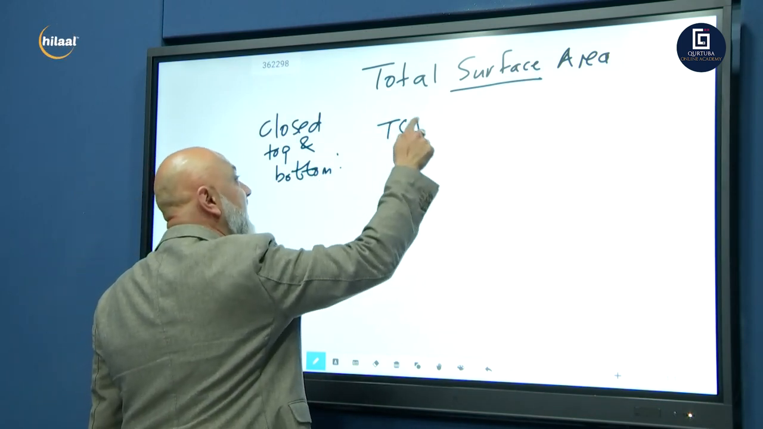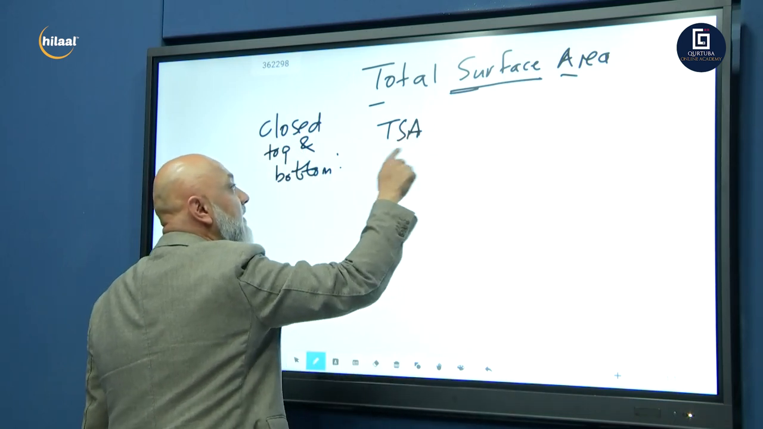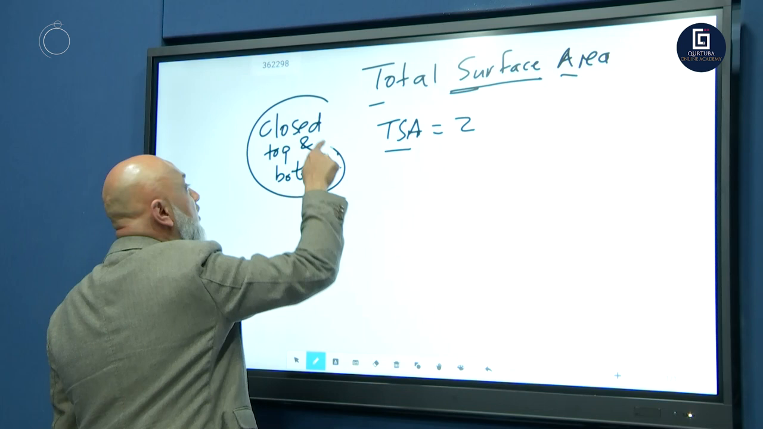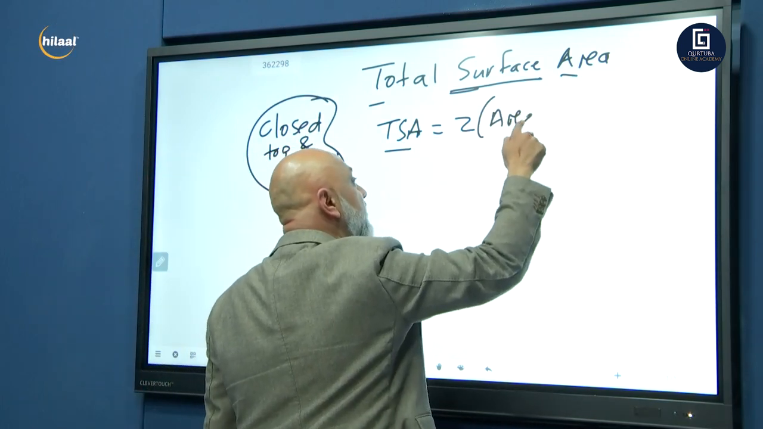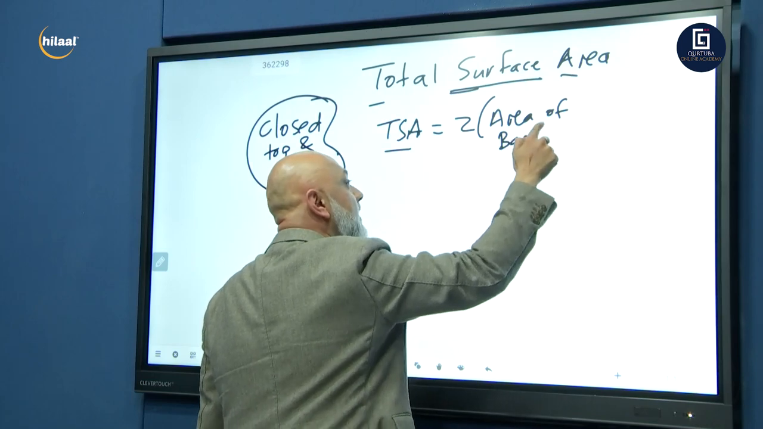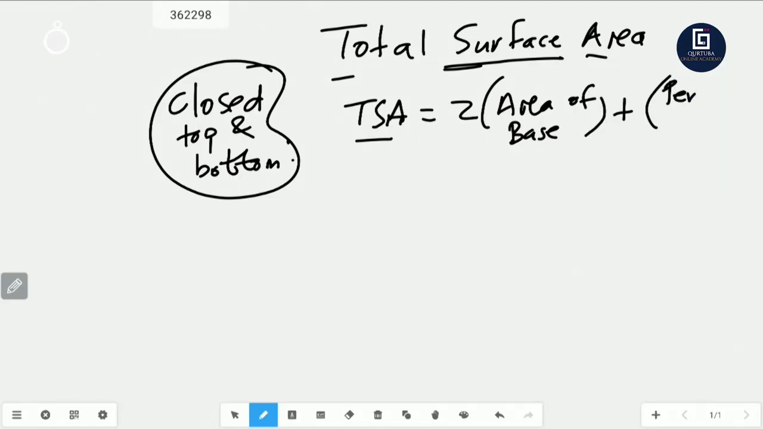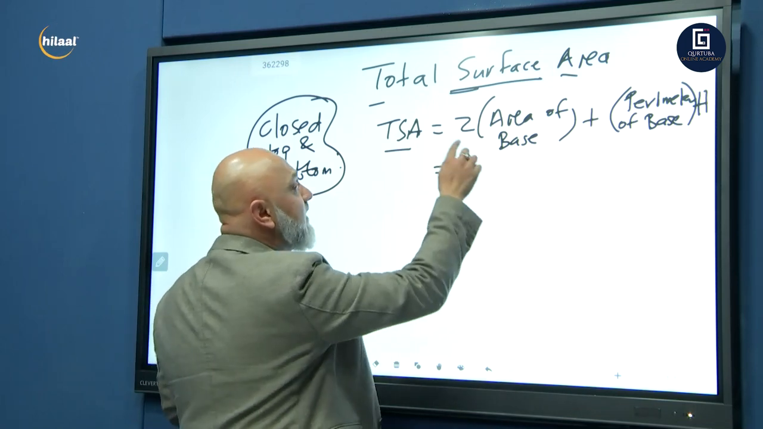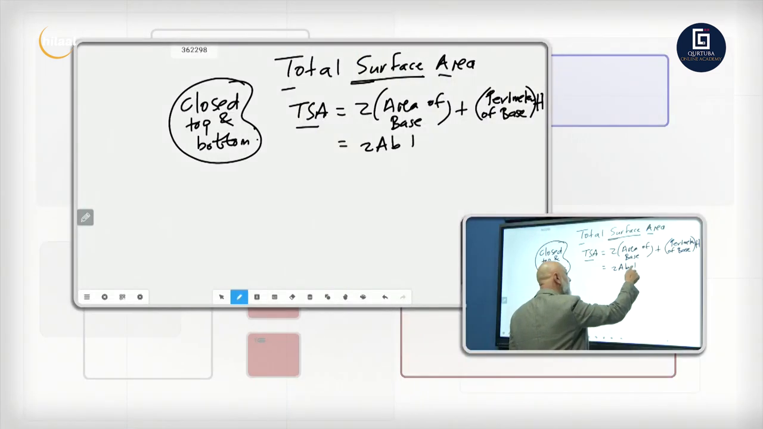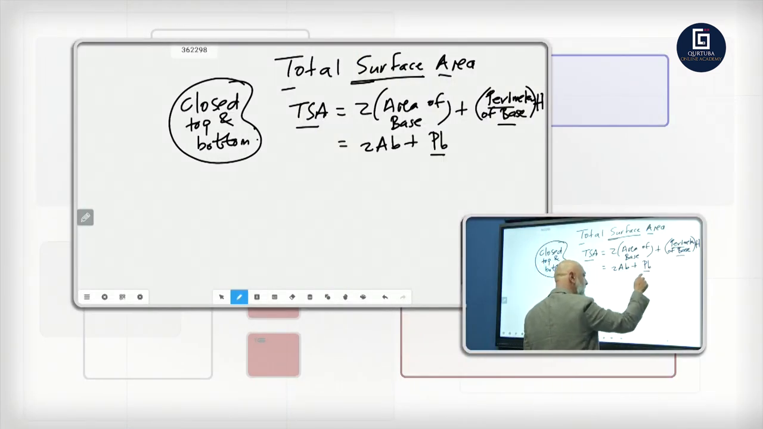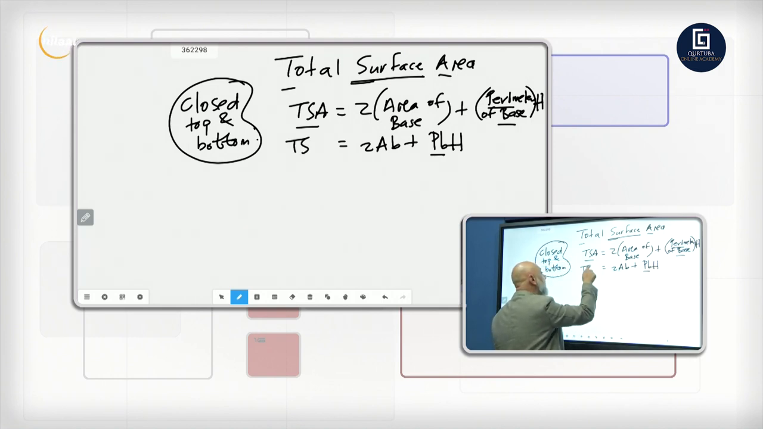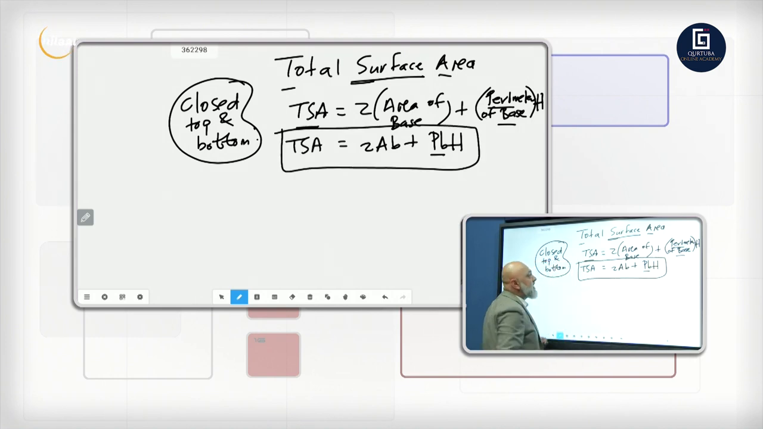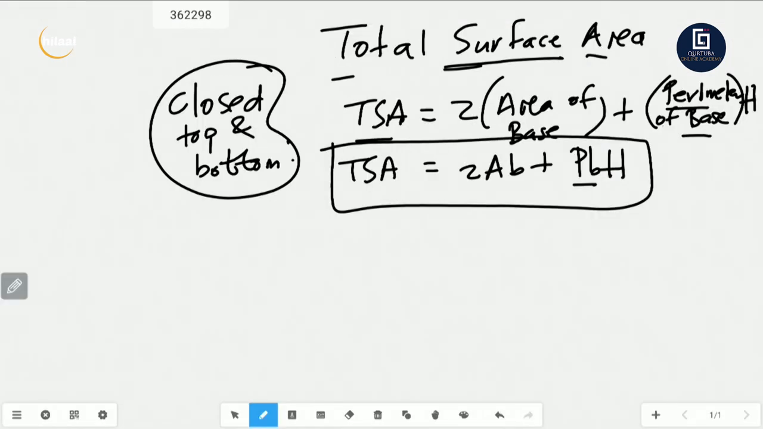Total surface area, TSA, is equal to 2. Why 2? Because it's closed top and bottom. 2 times the area of the base, plus the perimeter of the base times your height, capital H. If I shorten this, it would be 2AB plus perimeter of base times height. So just remember, total surface area for all your standard shapes is 2AB plus PBH. That's for a closed top and bottom.